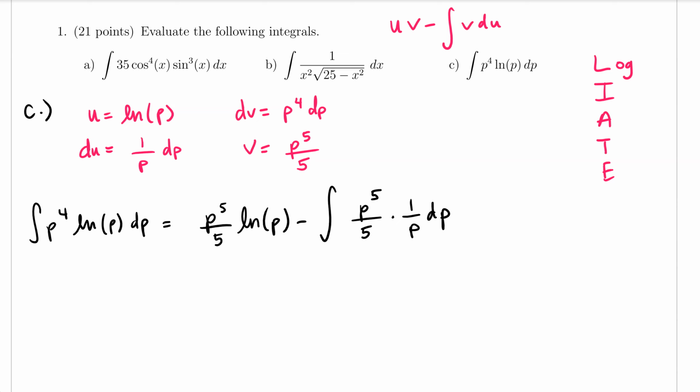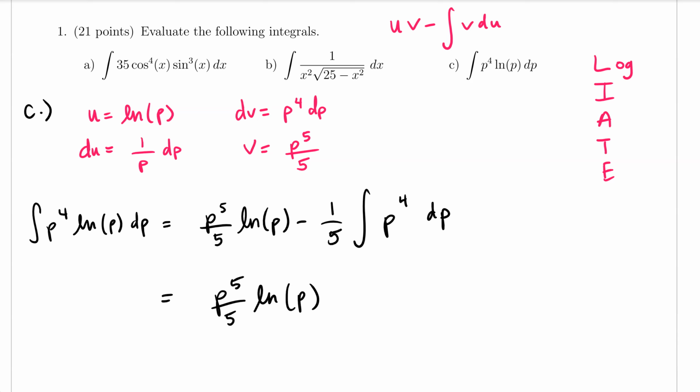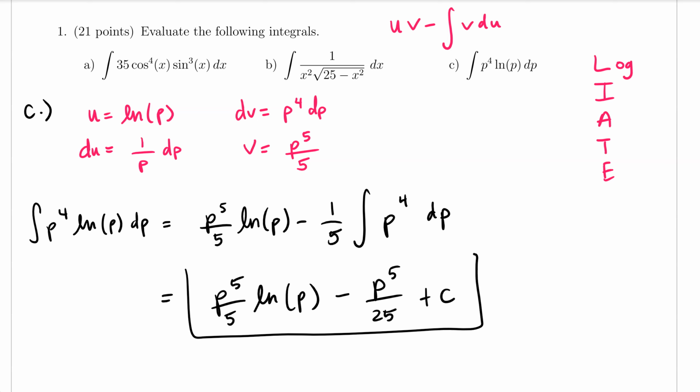Okay, and then that would simplify to p to the 4th over 5. So let's factor out 1/5. And then we have p to the 5th over 5 times the natural log of p. I'm going to increase the power by 1 and then divide by that new power. So let's go ahead and simplify that, and then plus our constant of integration. So here's our final answer for part C.